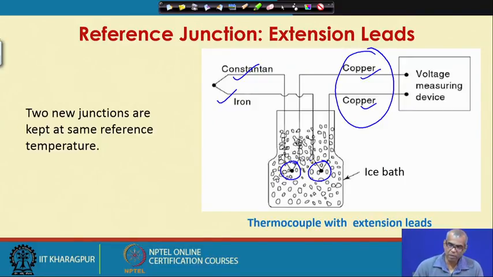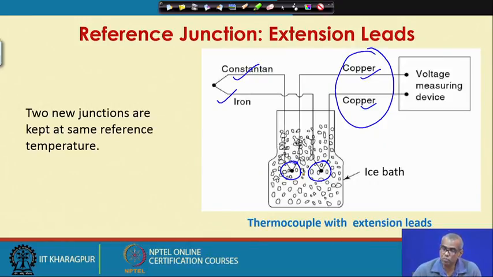See, of course, maximum accuracy is possible when you have constantan and iron everywhere, so there is no extension lead made of copper. So, the constantan goes straight to the voltage measuring device, iron goes straight to the voltage measuring device, and there is a single junction here. But as we discussed, that will be uneconomic, will not be economic at all.